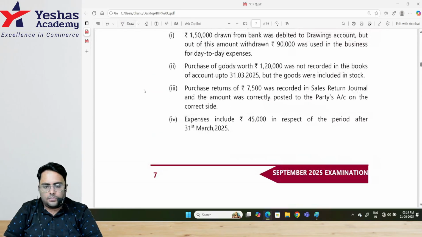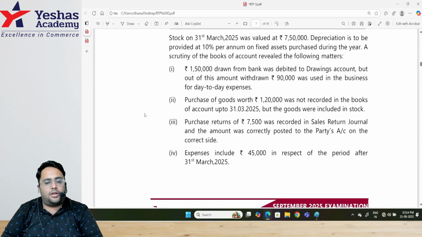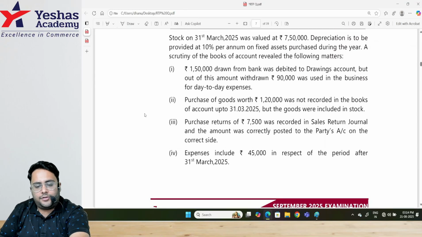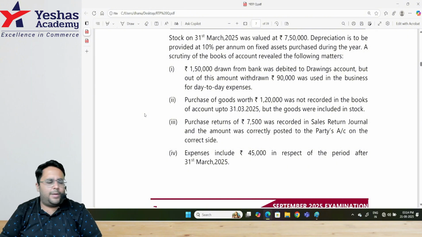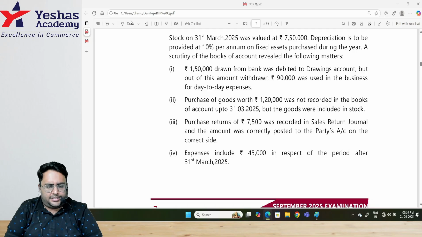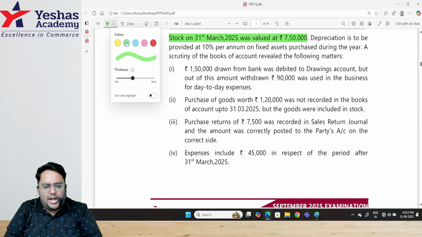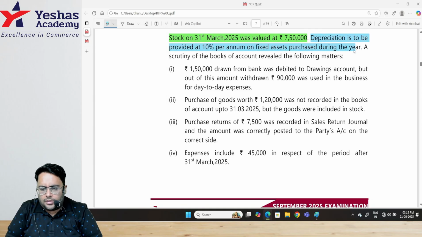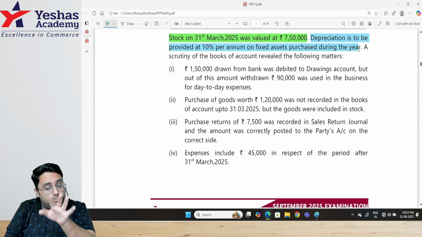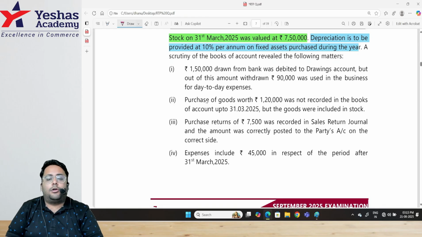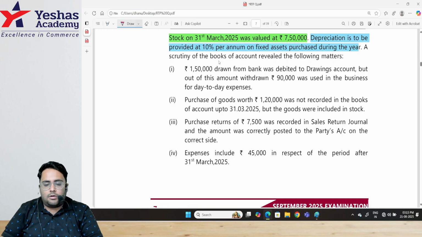Yes, sir. You will first give me entries for rectification. Stock as on 31st March was valued at 7,50,000. Depreciation is to be provided at 10% on fixed assets. There are 2 adjustments over here: one is your closing stock and one is your depreciation. Depreciation to be provided on fixed assets purchased. Okay. Scrutiny of the books gives the following matters.